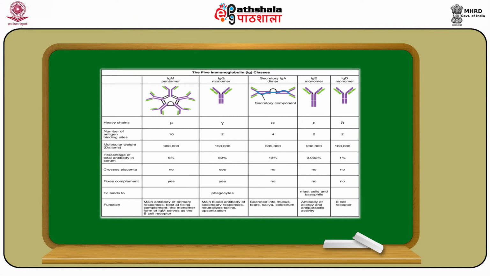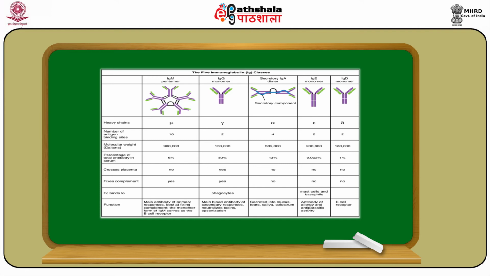IgA is the antibody of mucosal secretions. It is dimeric in nature. The dimerization requires J chain. It is present in tears, mucosal secretions, and first mother's milk, that is colostrum, again for passive immunity. It takes care of antigens entering the GI tract, respiratory, and urinogenital system.